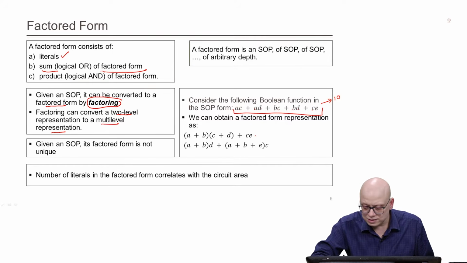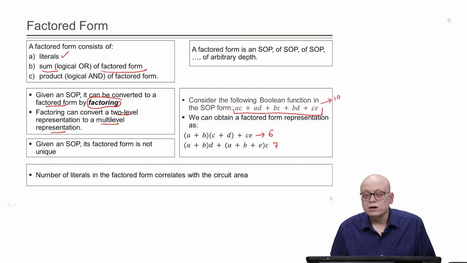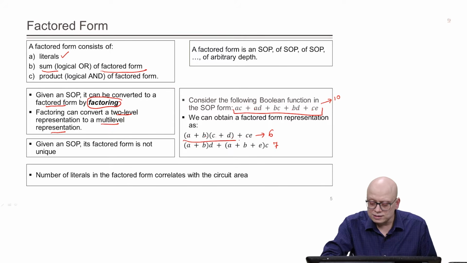Now, for this factored form representation, we have 1, 2, 3, 4, 5, 6. 6 is the number of literals. And for this factored form, we have 1, 2, 3, 4, 5, 6, 7. So there are 7 literals in this factored form, right. So we can say that the area will be minimum for this representation and maximum for this representation.